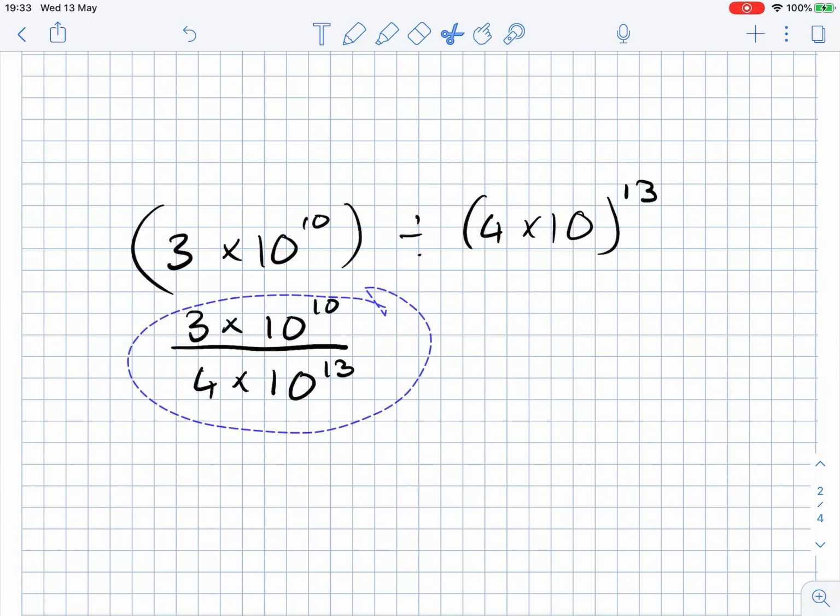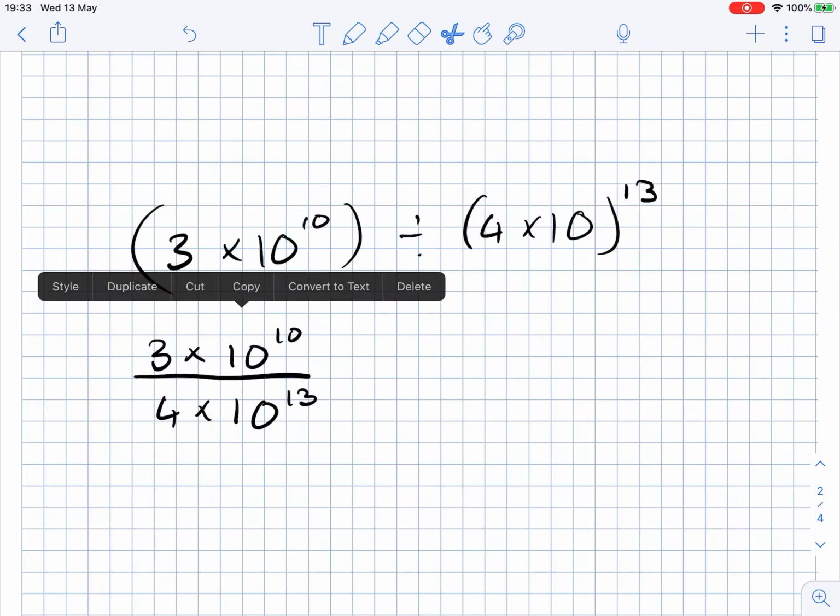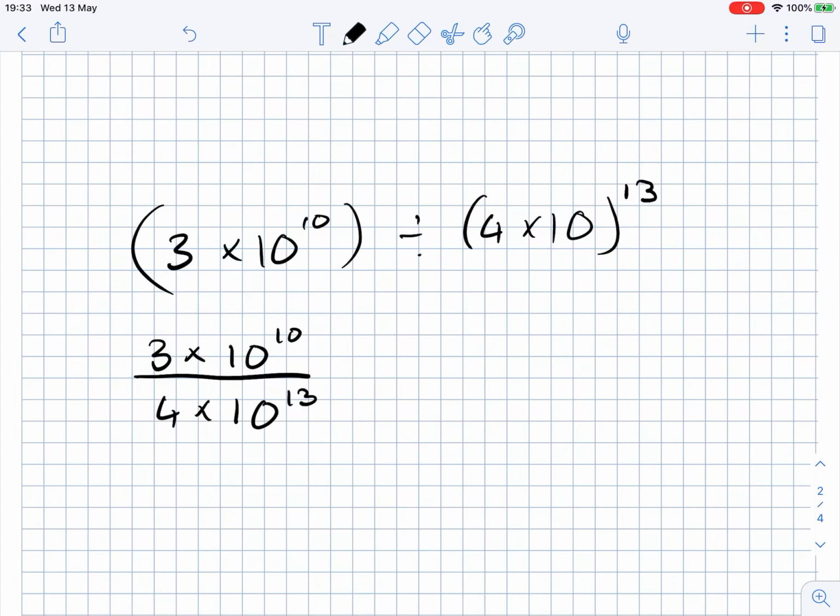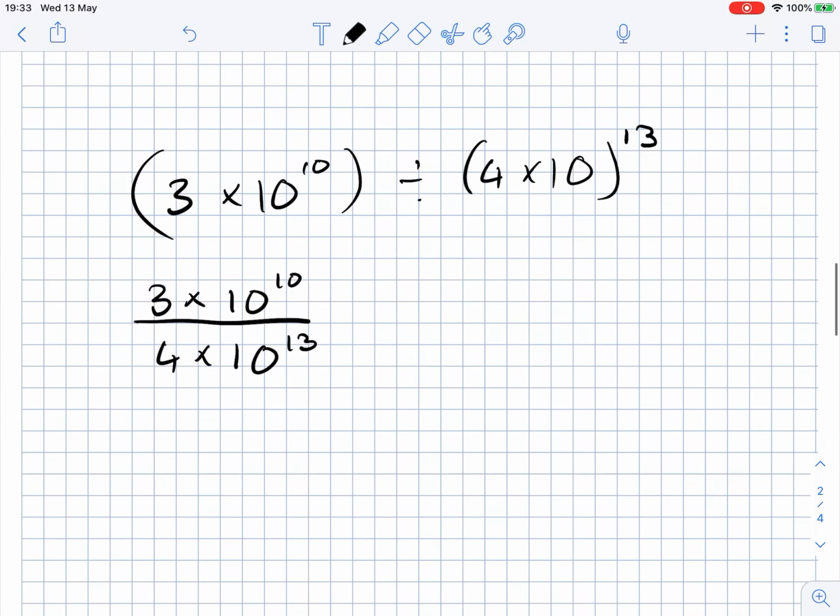Okay, so let's have a look at this second example. So again, I've written it as a fraction straight away. So 3 times 10 to the 10 divided by 4 times 10 to the 13. I can think of this as 3 times 10 to the 10 as a fraction over 4 times 10 to the 13, and write it as 3/4 times 10 to the 10 over 10 to the 13.